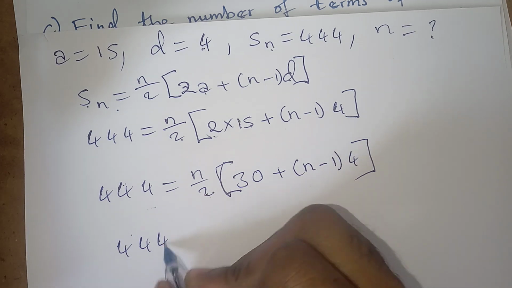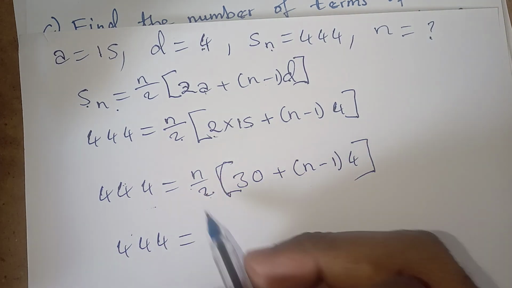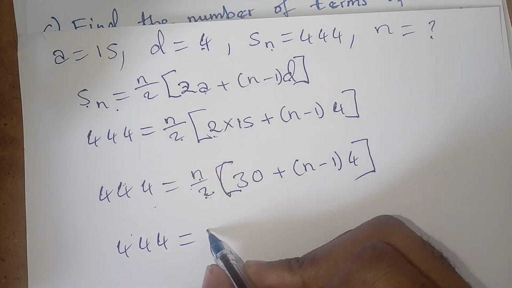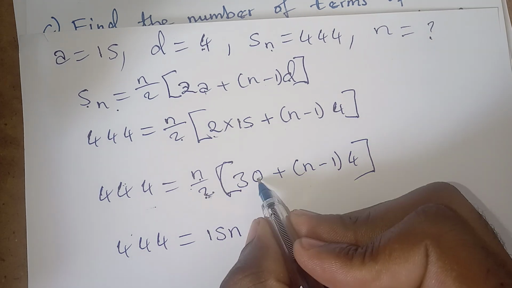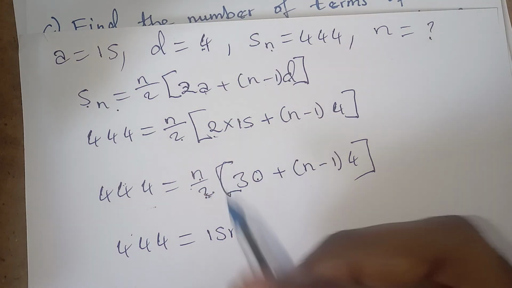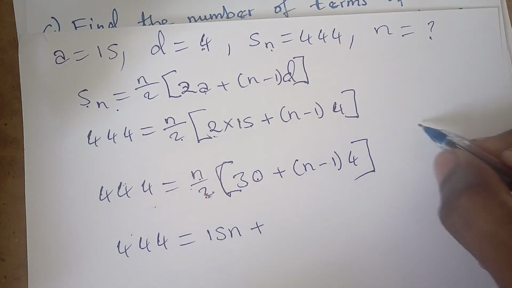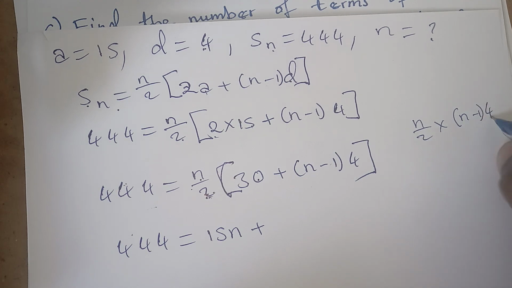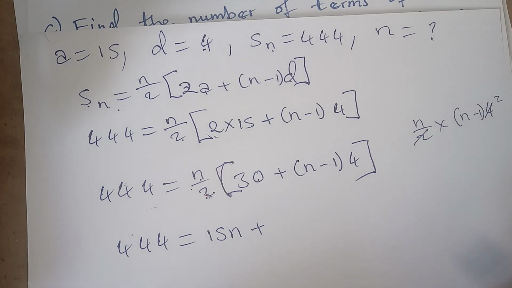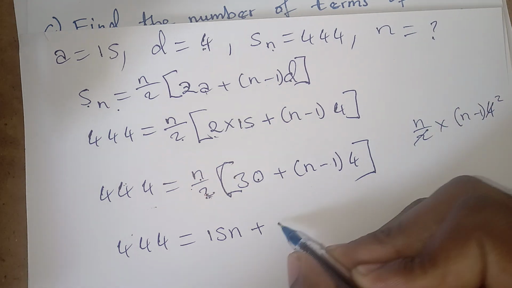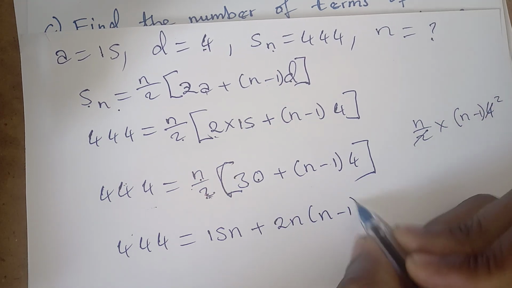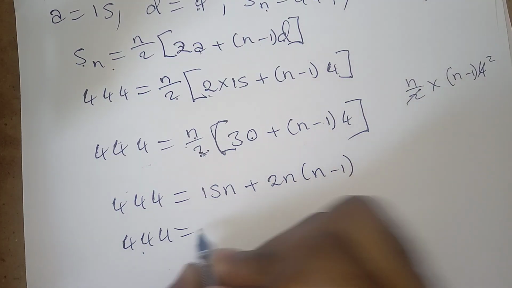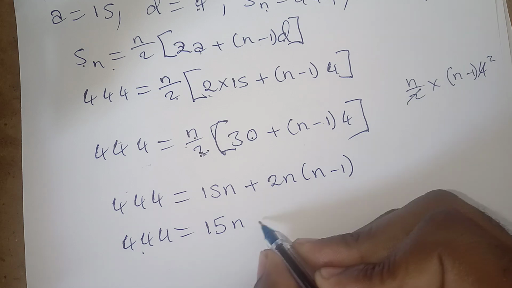So you can say 444 is equal to, we expand this, n over 2 multiplied by 30. This will be 15n because the 2 will go into 30 15 times. And then this times this will be n over 2 multiplied by n minus 1, 4. And then you can do this so that you have 2n, n minus 1 like this. So now we have 444 is equal to 15n.